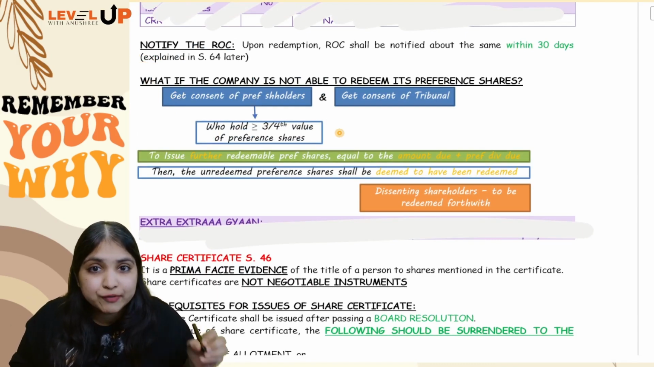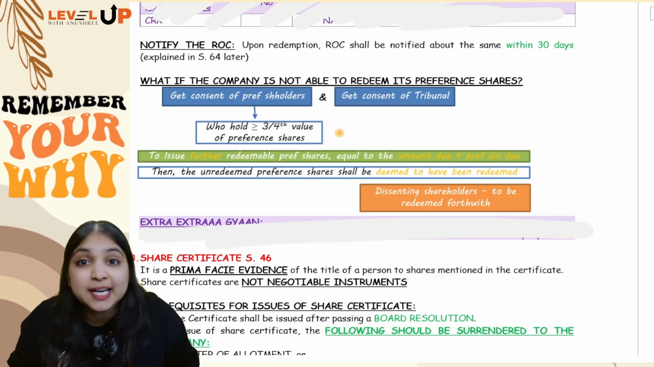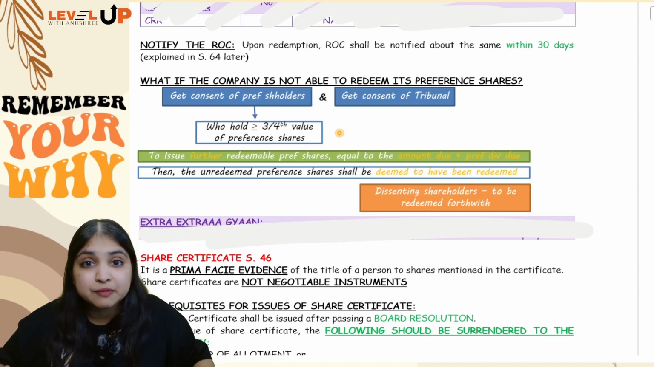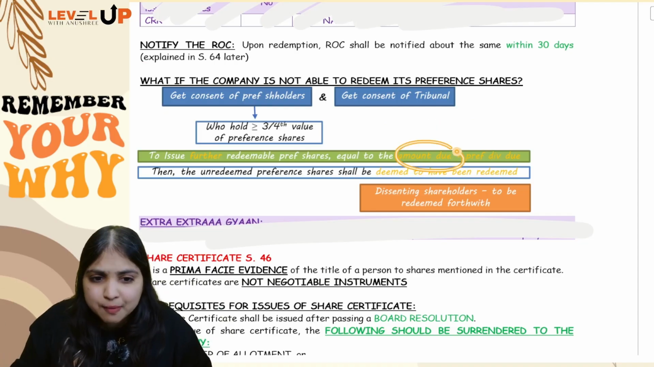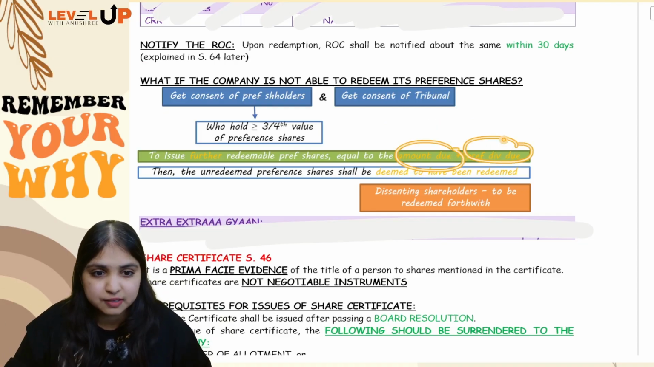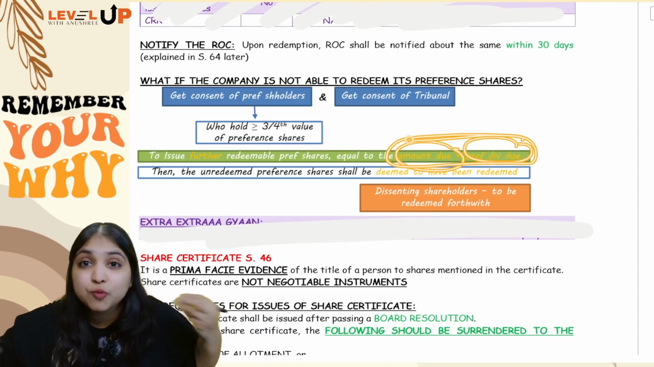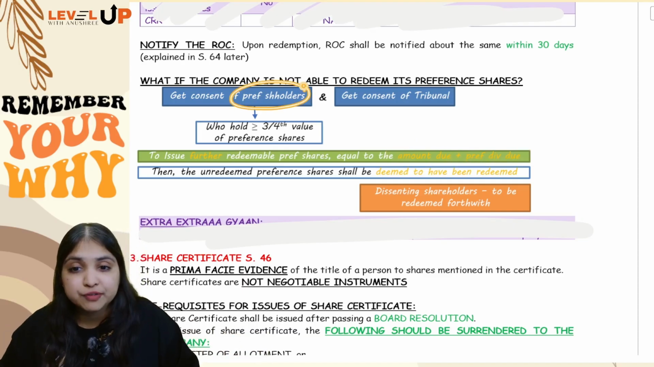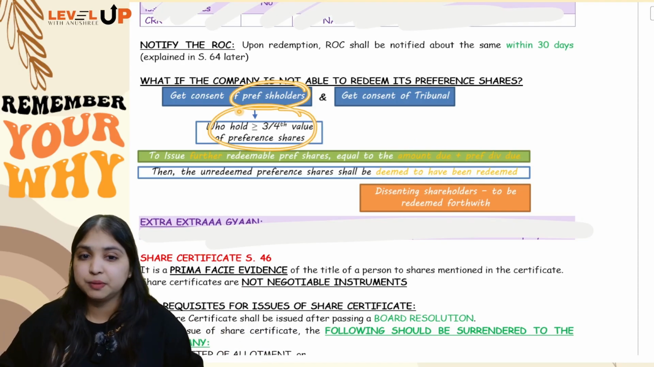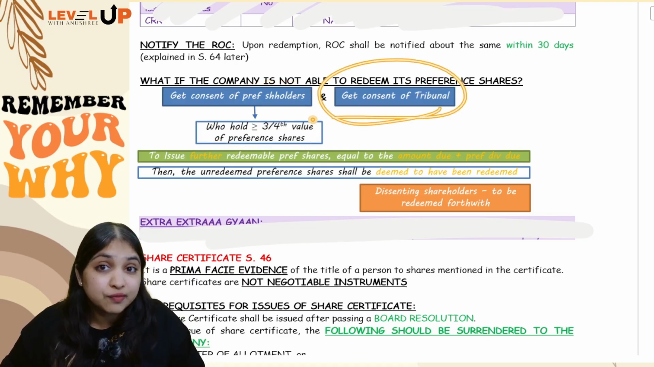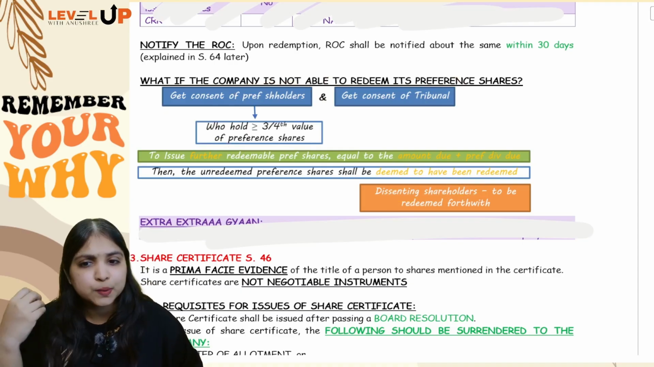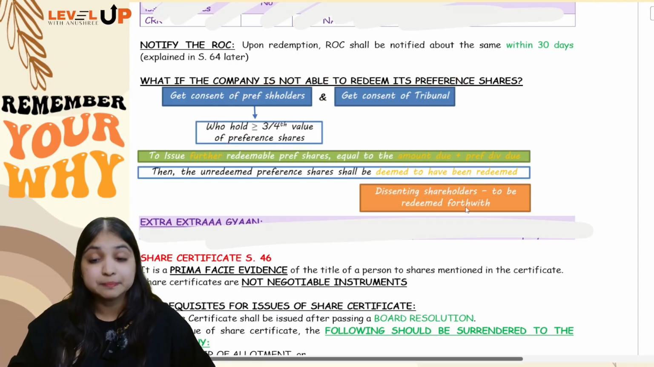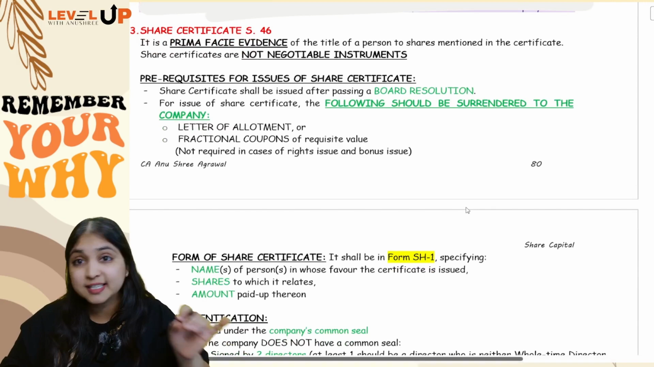Company, listen, whenever you're redeeming preference shares, if you don't have money to redeem preference shares, you can redeem the preference shares by giving them more preference shares. For what value? For whatever amount is due on redemption plus preference dividend. For this much amount, we can issue more preference shares with the permission of preference shareholders holding at least 3/4 of the preference shares, and we also need the consent of NCLT. But in case we have dissenting preference shareholders, we have to redeem them forthwith, we have to give them money and redeem them immediately. Then we spoke about section 46, share certificate.